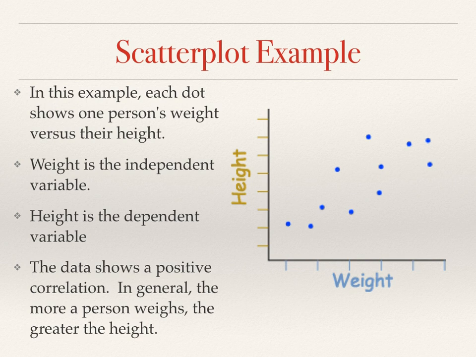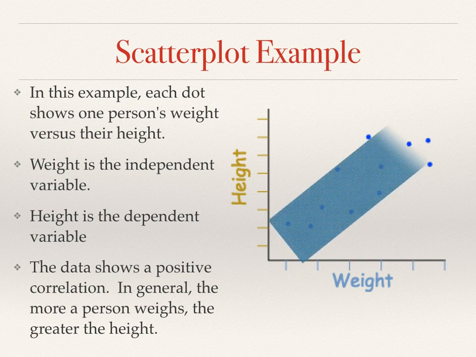So what we want to do is consider the trend of the data points. And so I've drawn this rectangular strip that tends in the same direction as the points. And if we draw a line through the middle here, we can call this our best fit line.